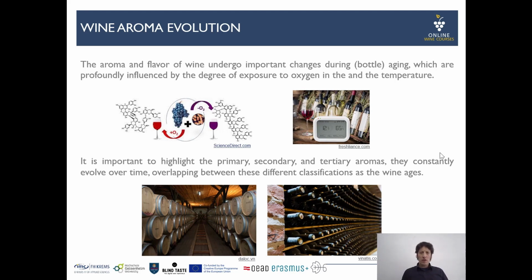Different scientific studies show that in terms of wine, we have way more than 1,000 different volatile components that affect wine aroma, and they all undergo certain important changes during aging, during bottle aging. Some of them are profoundly influenced by the degree of exposure to oxygen. So for some wines, this is a bit more desired than for others.